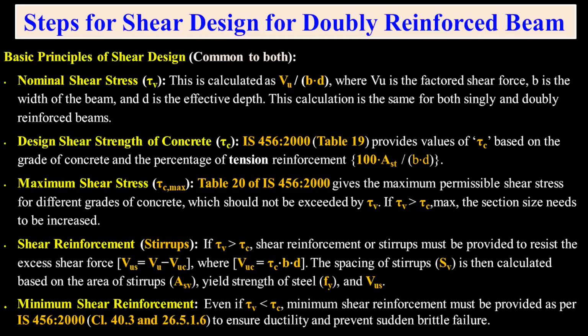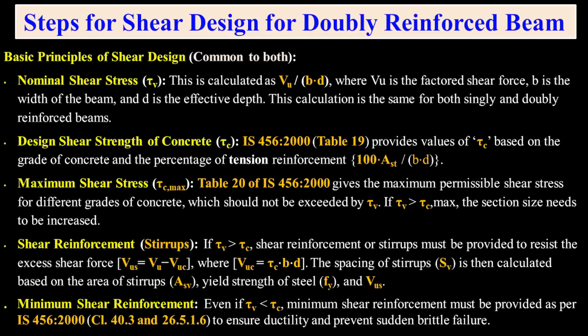Next, we determine the design shear strength of concrete, tau c. As per IS 456, 2000, Table 19 provides these values based on the concrete grade and crucially, the percentage of tension reinforcement, calculated as 100 multiplied by AST divided by the product of B and D.